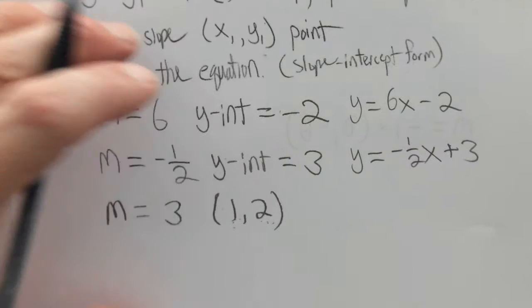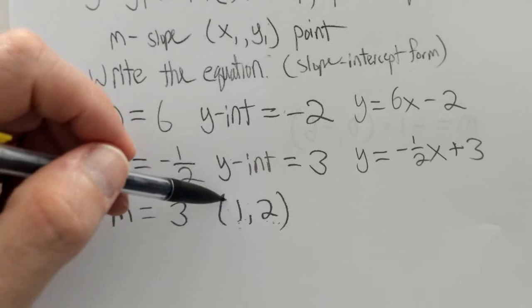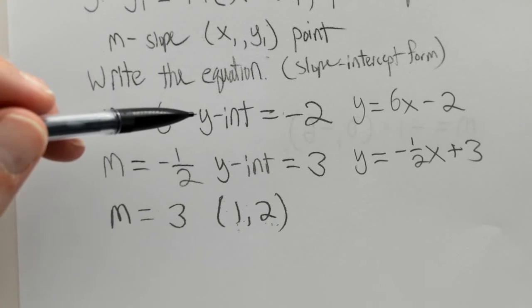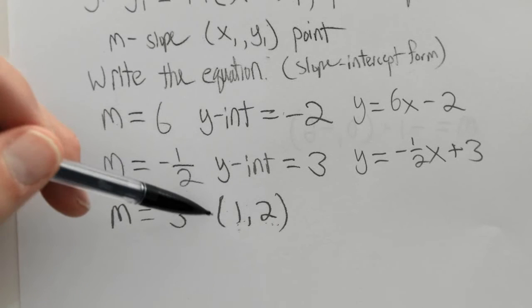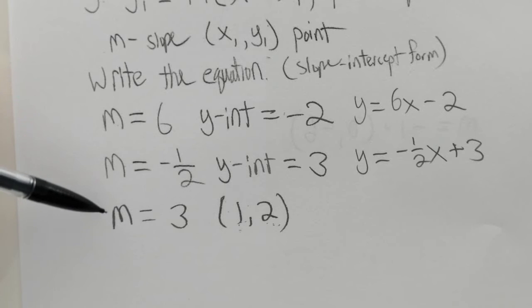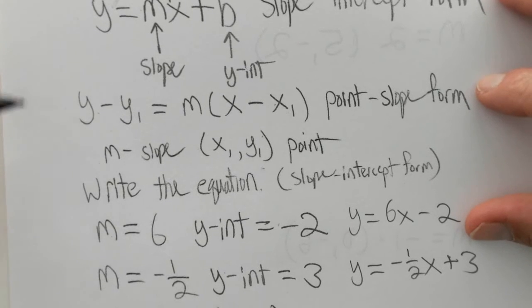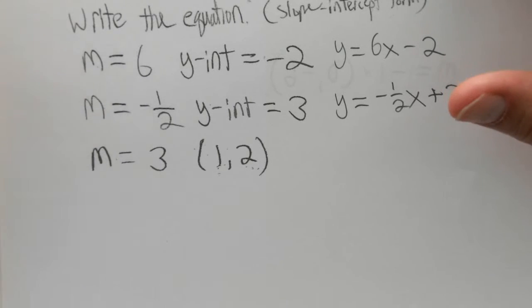Okay, however, in this next one, they give me the slope and a point that is on the line. So I don't have the slope and the y-intercept, and I can't just write it in slope-intercept form with this information. However, since they've given me a point and the slope, I can plug that into point-slope form and rearrange it into slope-intercept form. That's what we're going to do here. If you've got a point and the slope, plug it into point-slope form.